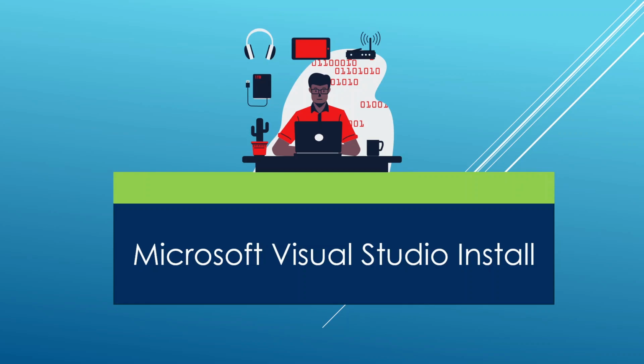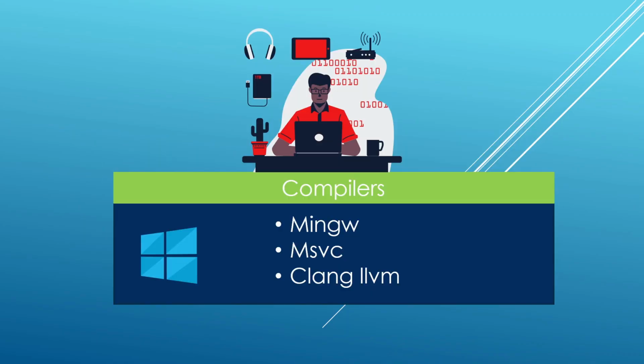In this video, we're going to see how to install the Microsoft Visual Studio IDE, which is also going to give you access to the compiler from Microsoft. The compiler from Microsoft is one of the compilers we can use to compile C and C++ code. It is usually called MSVC, and it is a great compiler.